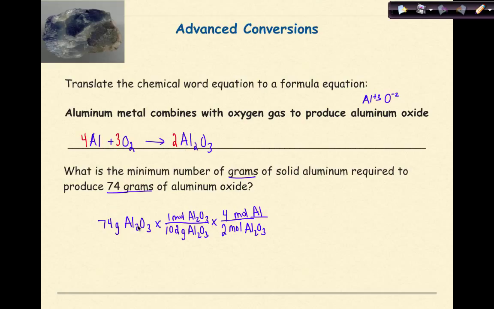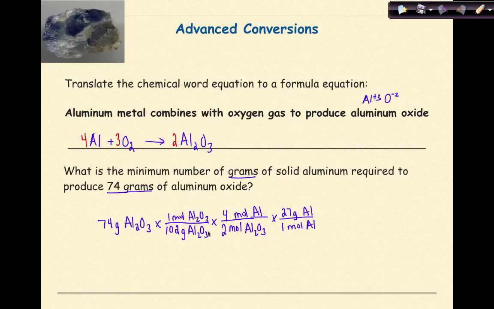So now I'm out of Al2O3 and I'm into moles of aluminum, but I don't want moles of aluminum, I want grams of solid aluminum. So the last step here will be to get from 1 mole of Al and get to the mass of Al. So 27 grams of Al.